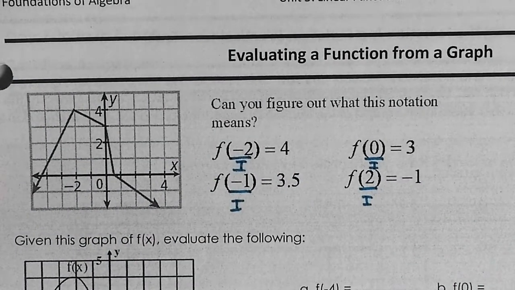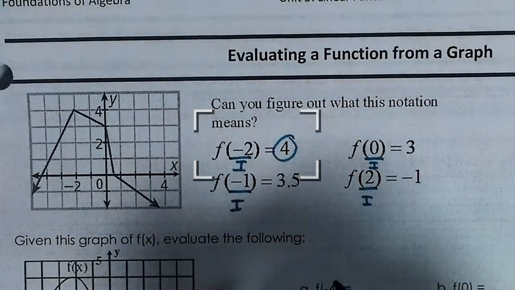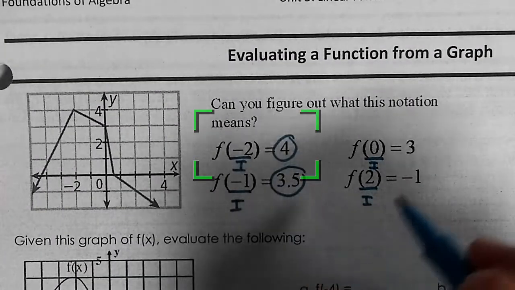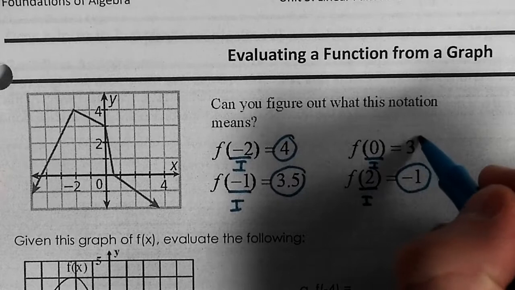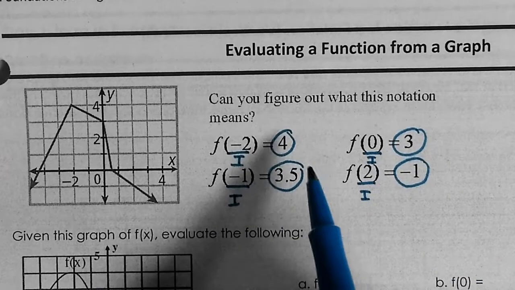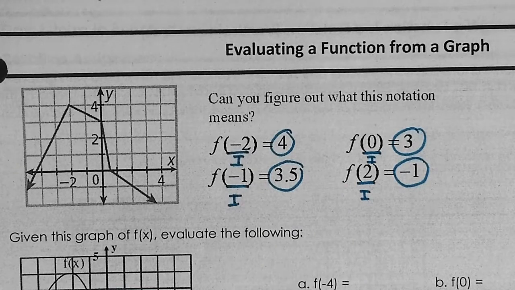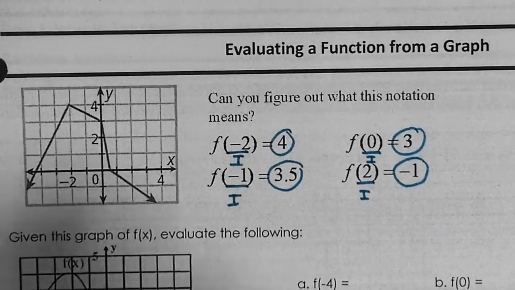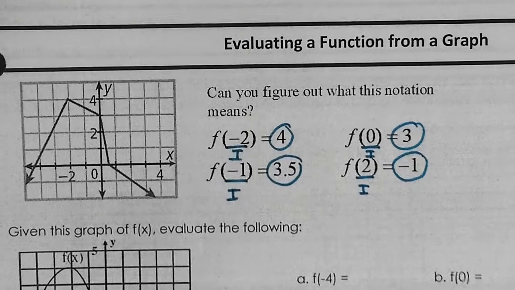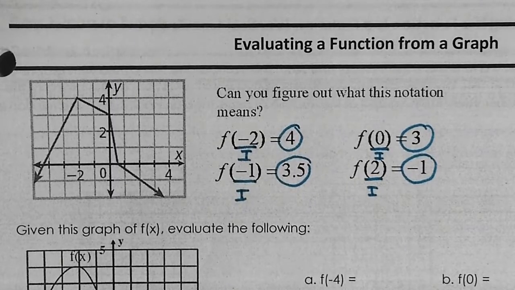All right? What are my outputs, Markel? 4. 3.5, -1, and 3, okay? Notice I put a O around those for output. How about that, huh? So those are outputs. Now, input deals with our X, right?